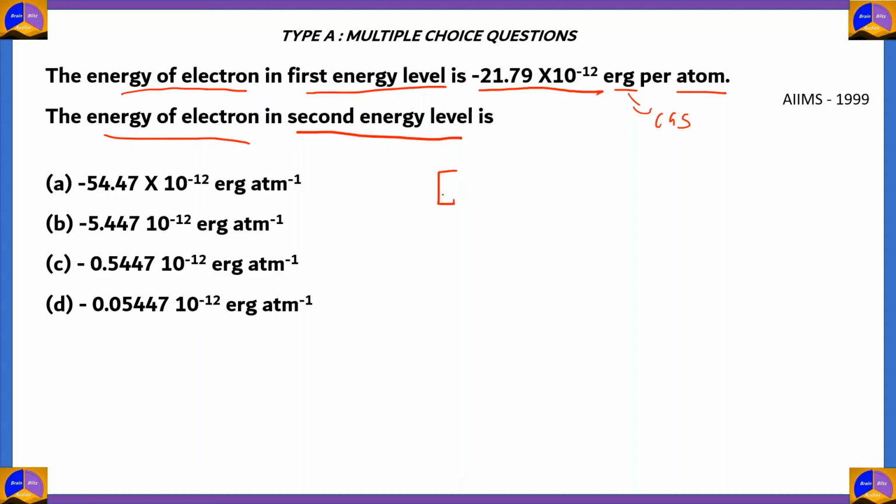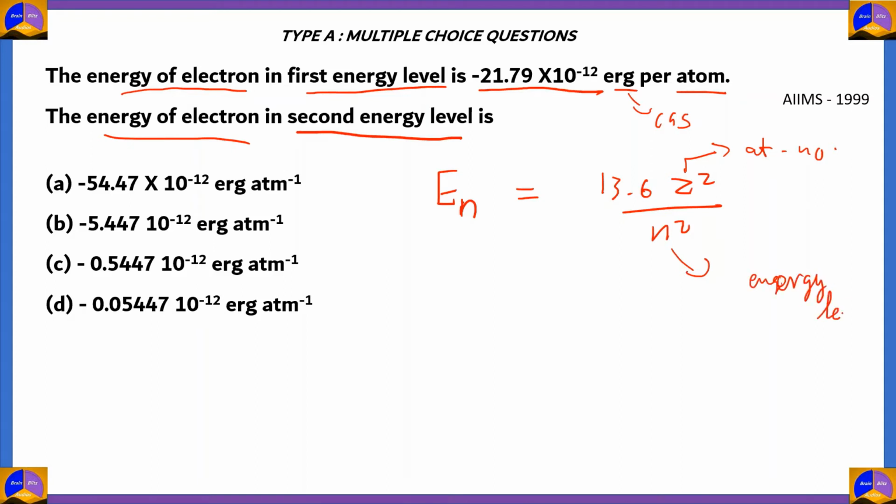So let's find out the formula for the energy of an electron in the nth energy level. So that will be equal to 13.6 Z square by n square. 13.6 is a constant. Z is the atomic number, and n is the energy level, which basically refers to which shell the electron is in. So we know that the energy of an electron in an nth energy shell is 13.6 Z square by n square.